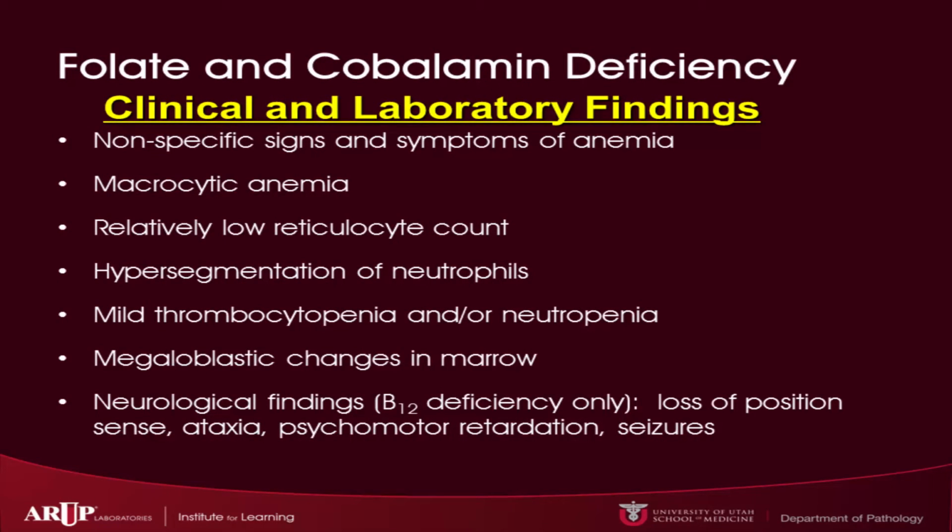So for the clinical and laboratory findings, there are a lot of non-specific signs and symptoms of anemia, like fatigue, tiredness, failure to thrive, macrocytic anemia, and a relatively low reticulocyte count. As I mentioned earlier, the reticulocyte count reflects the functioning of the bone marrow. Since this is not really a nutritional problem, it affects pretty much all the cells. So that leads to a low reticulocyte count in the peripheral circulation.